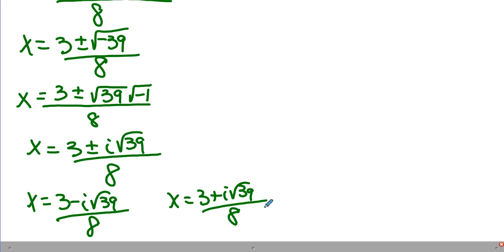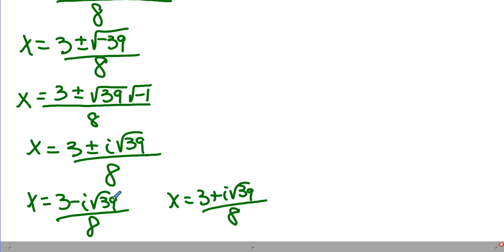If you look at the right-hand side, same idea. Compare your 3 with your 8, no greatest common factors. Compare your positive i square root of 39 with your 8, any common factors there that you could divide out? There's not. So we've got our two solutions in their final format.